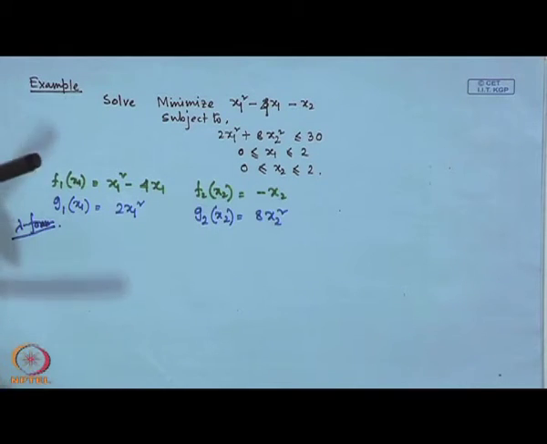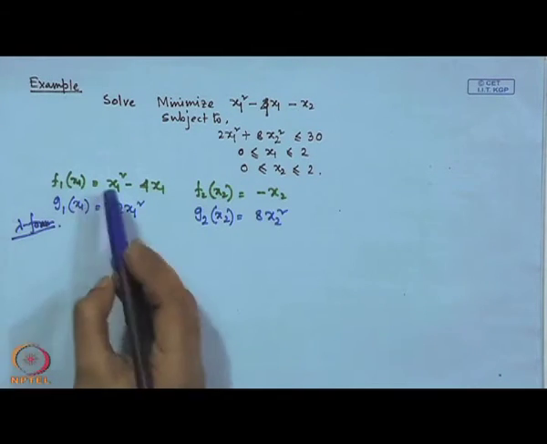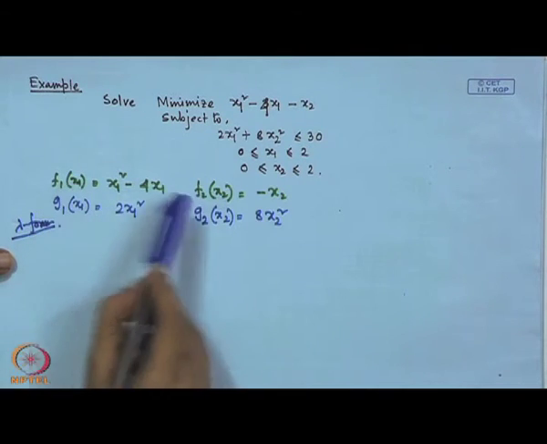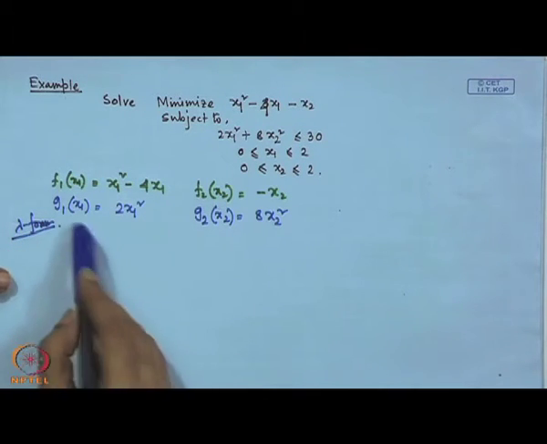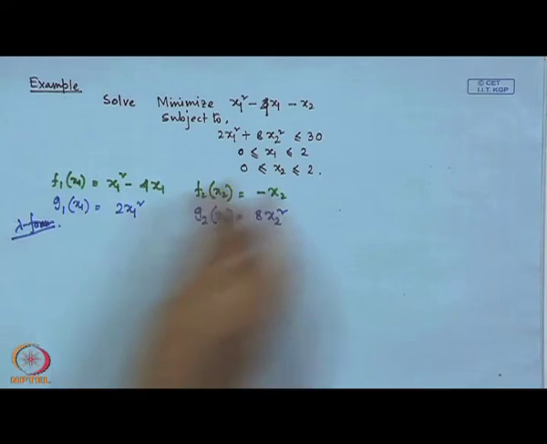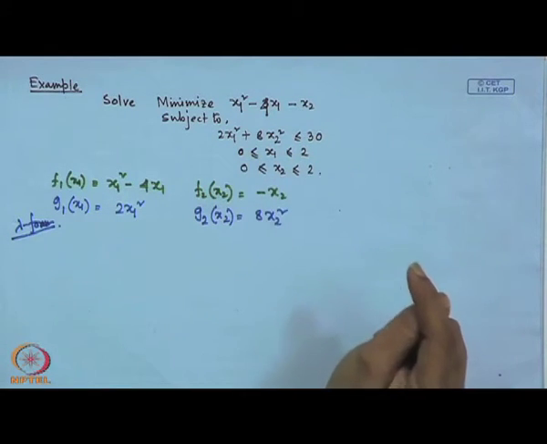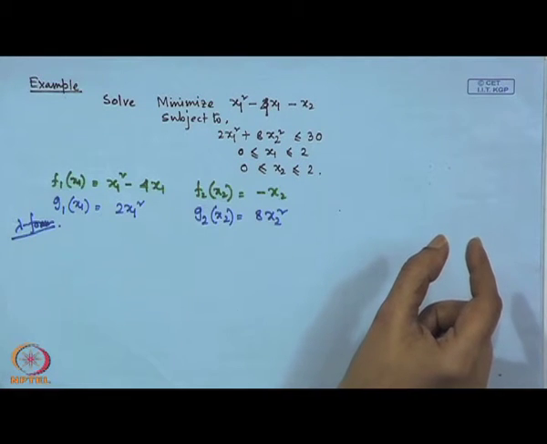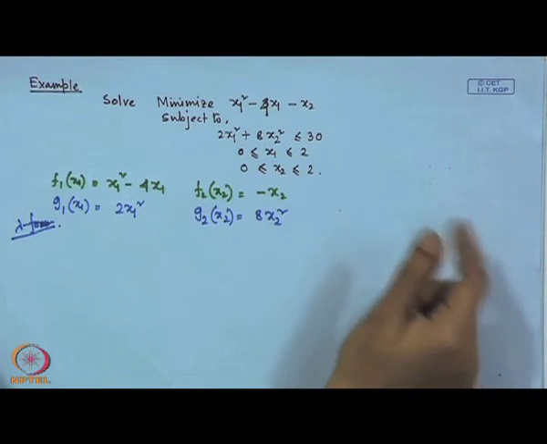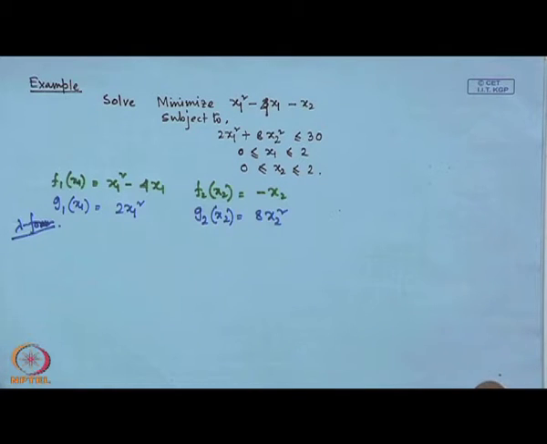Now, for doing this, we need to find out the functional values fi's and gij's at the grid points. Since x1 is between 0 and 2, I can partition the interval with 3 grid points 0, 1 and 2. Similarly for x2 as well. As I said, if we increase the number of grid points, then we will get a better result. Increasing the number of grid points means we are doing a better approximation.